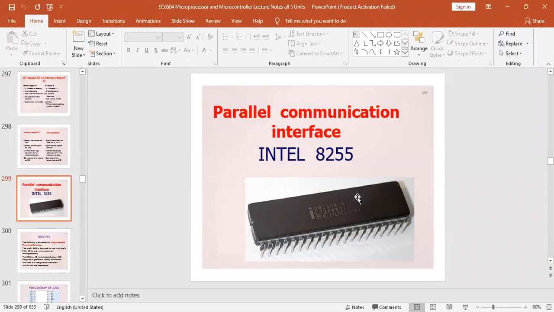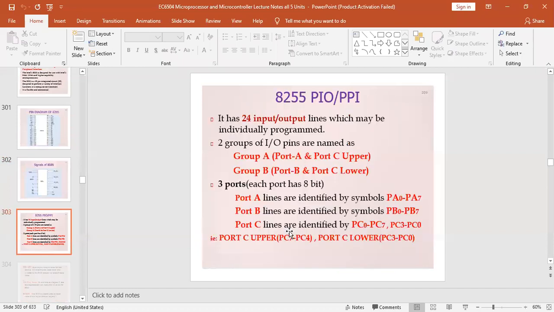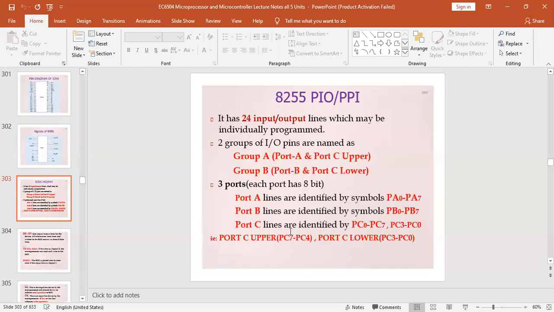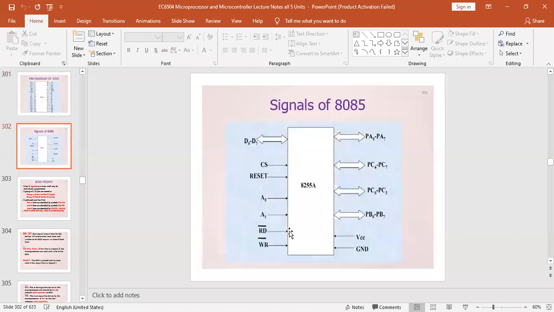Printer, sir. Printer to microprocessor. Very good answer. Printer to microprocessor is a very good example for parallel communication interface. So parallel communication interface is called as PPI or 8255. Okay, and this is the pin diagram of 8255. Here in 8255, you should know about the block diagram, and before going to the block diagram, you should know about this pin diagram. So in pin diagram, it's a 40 pin IC.